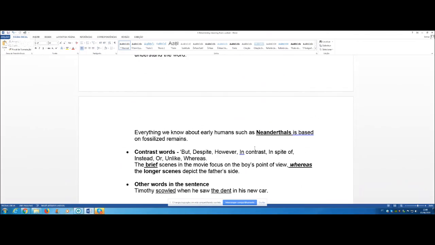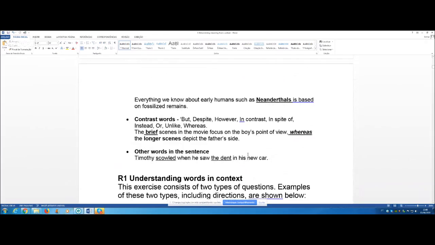And the last one is other words in the sentence. Sometimes they really don't give you anything, but just with the context, you can at least figure out if the word is positive or negative, all right? So these are techniques that are given in the book from Cambridge. These are the techniques that they use, and I think they are very useful.